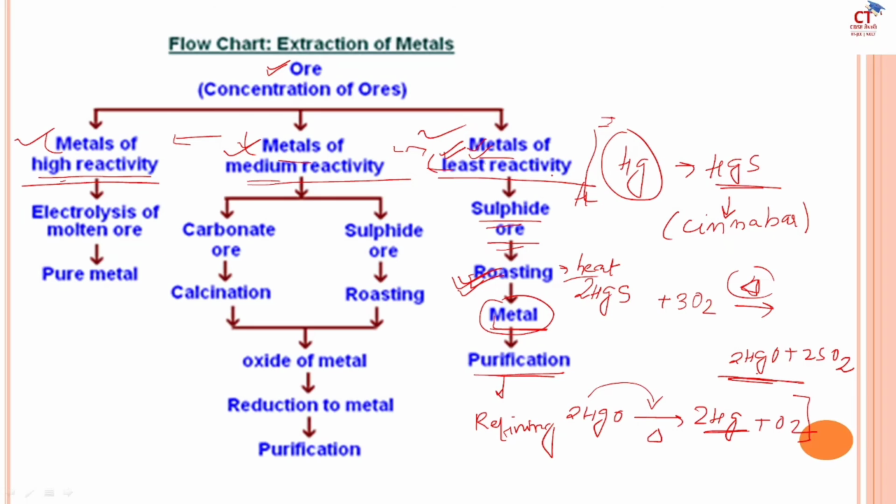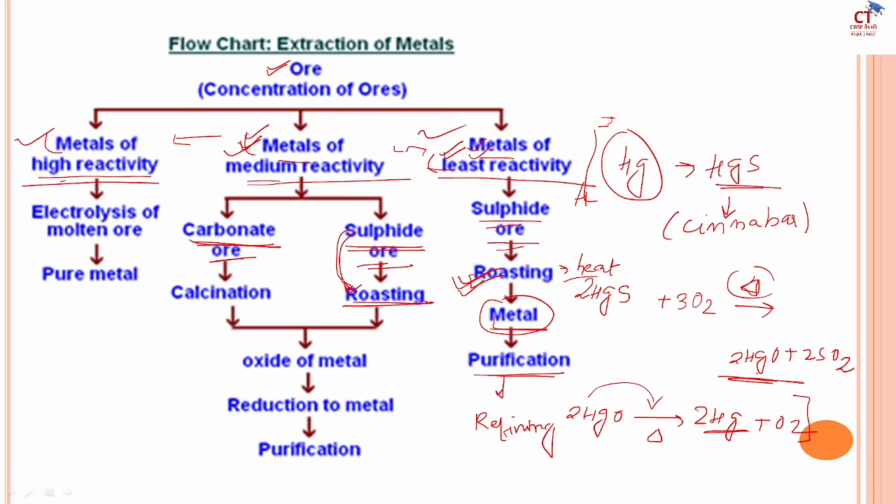Similarly, let's learn about extraction of metals that are in the middle of the reactivity series. These metals are easier to obtain, and they are in two forms: sulfide ores and carbonate ores. What do we do? Again, we do roasting, that is giving heat. It is done in the case of sulfide ores, as seen with least reactivity. Same we do again here.